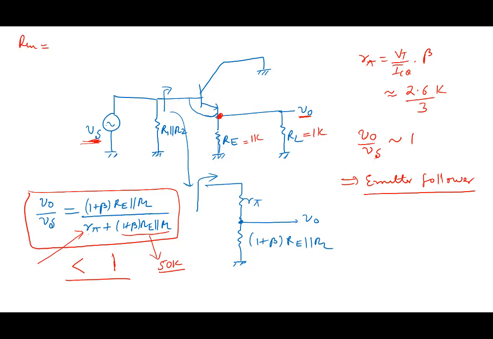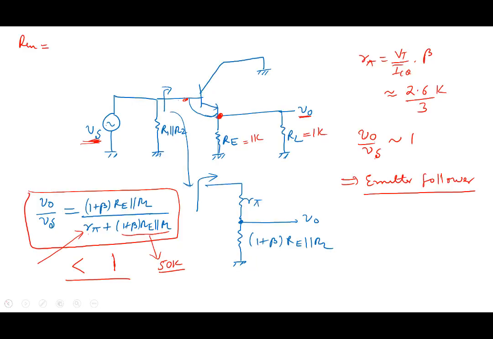Rn, resistance looking from here, will be equal to, we have seen here, R pi plus 1 plus beta times Re parallel RL. That's the resistance looking from here, between here and here, and this comes in parallel with R1 parallel R2. So the whole thing in parallel with R1 parallel R2. Right? So that gives me the input resistance.